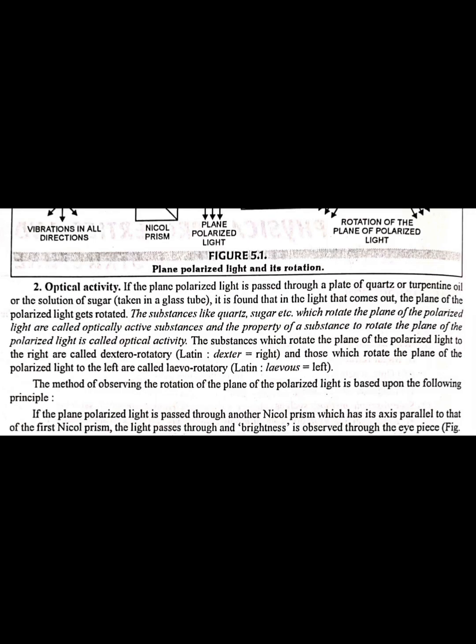Second, optical activity. If the plane polarized light is passed through a plate of quartz or turpentine oil or the solution of sugar, it is found that in the light that comes out, the plane of the polarized light gets rotated. The substances like quartz, sugar, etc., which rotate the plane of the polarized light, are called optically active substances, and the property of a substance to rotate the plane of the polarized light is called optical activity.